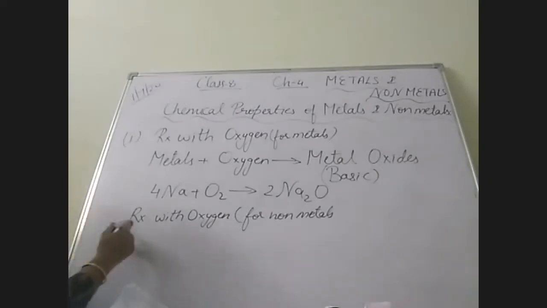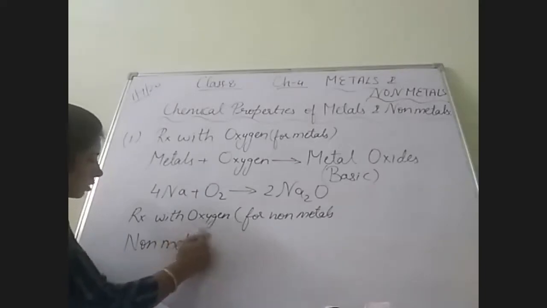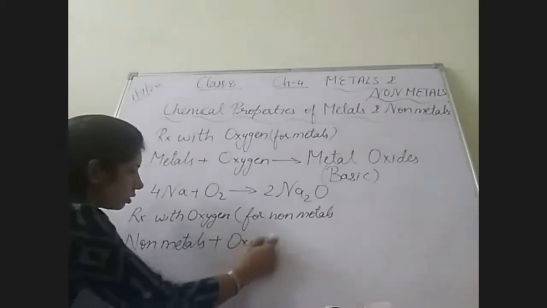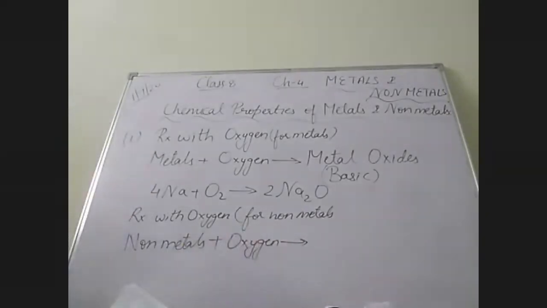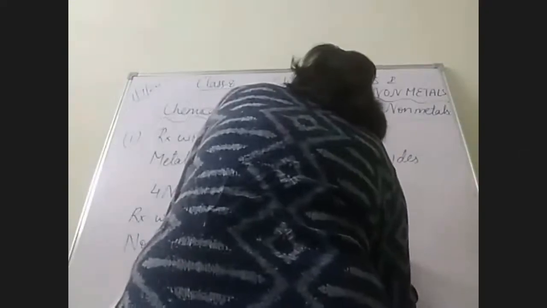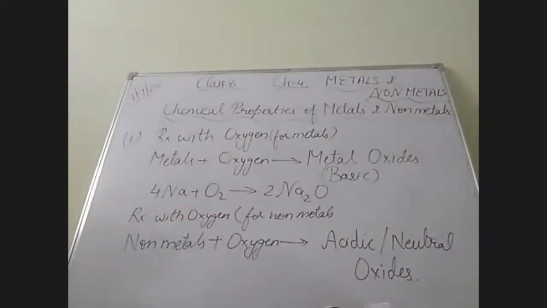Okay, so what I can say, non-metals react with oxygen, and what they will form? They will form acidic oxides. Okay, they may be acidic, they may be neutral oxides. All right.